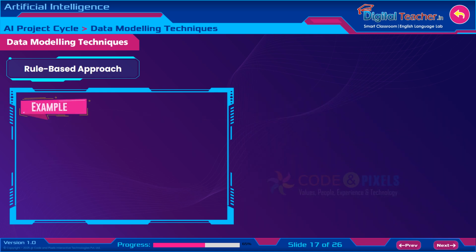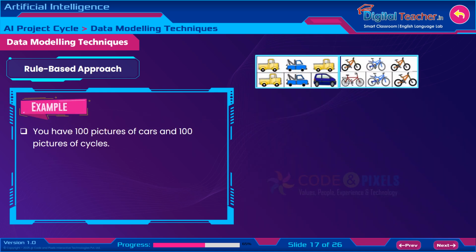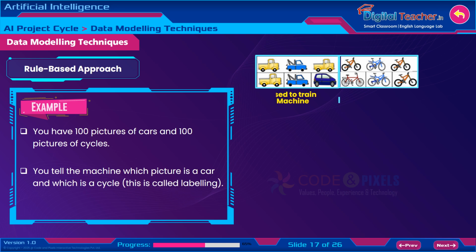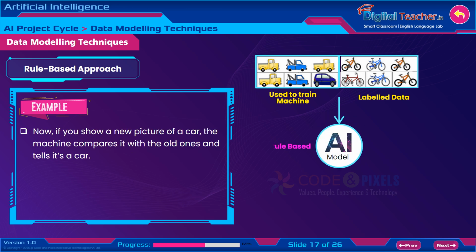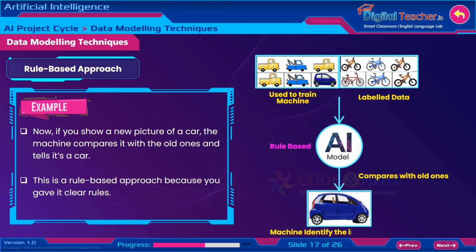Example: You have 100 pictures of cars and 100 pictures of cycles. You tell the machine which picture is a car and which is a cycle. Now, if you show a new picture of a car, the machine compares it with the old ones and tells it's a car. This is a rule-based approach because you gave it clear rules.